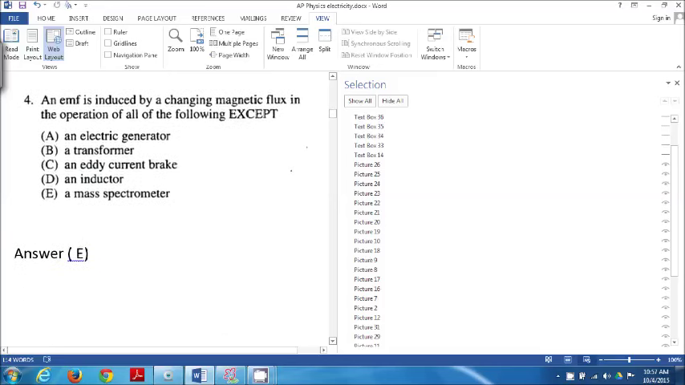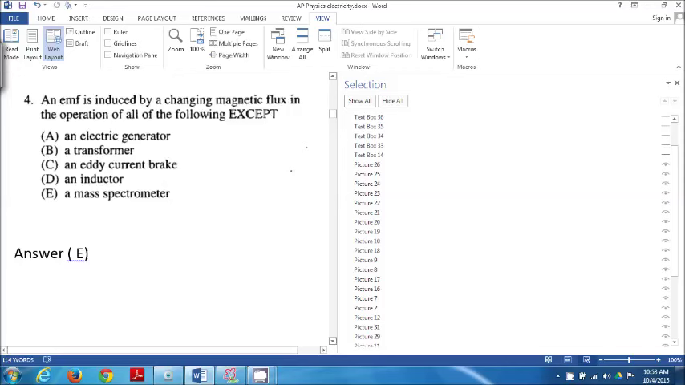An EMF is induced by a changing magnetic flux in the operation of all of the following except. In an electric generator, electricity is generated by changing magnetic flux. There is a coil which rotates inside a magnet. That is how an electric generator works, so there is a change in the magnetic flux. In a transformer, it is a changing magnetic flux which transforms the voltage. An eddy current brake works on the principle of changing flux. In an inductor, also there is a changing flux. When alternating current flows, there is a changing flux.